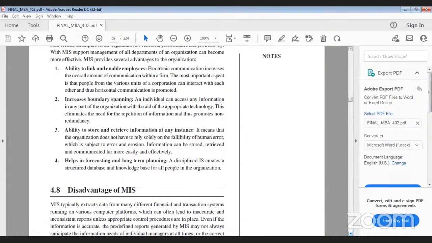Helps forecasting and long-term planning. An information system creates a structured database and knowledge base for all people in the organization.